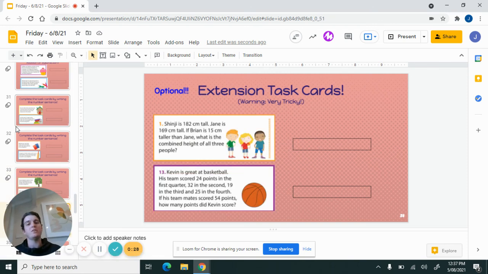And then there's an extension, there's some pretty tricky ones, okay? Don't feel like you need to do it, but if you want to have some extra challenge tasks, you can have a go at these big tricky problems as well. They're word problems. Try and work out what the question is asking and then write the number sentence. Make sure you ask your teachers if you need any help with this as well.